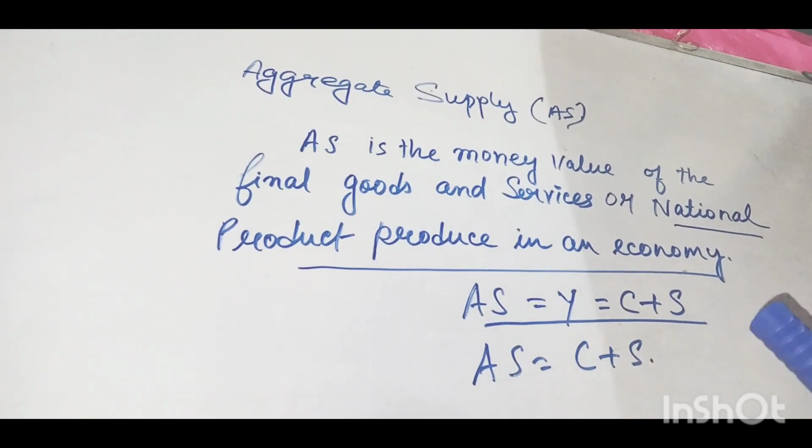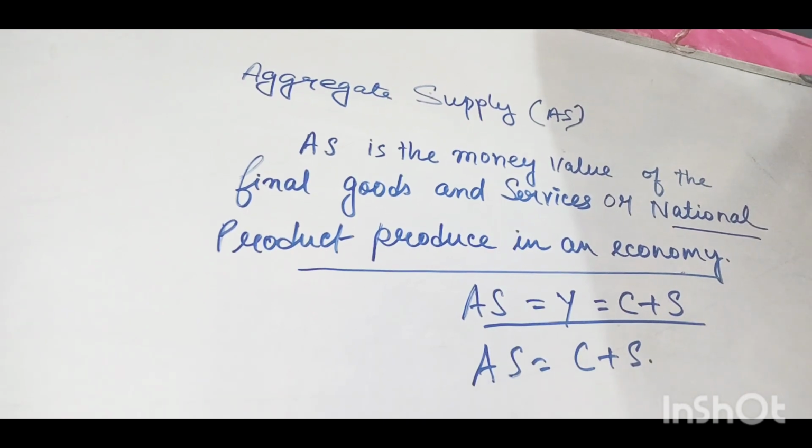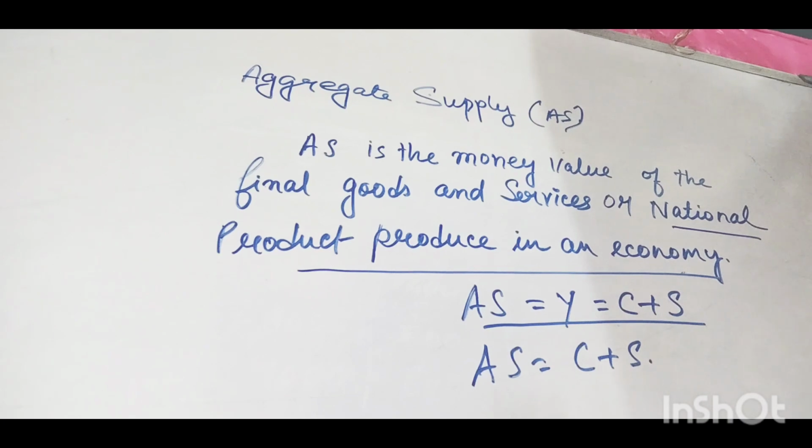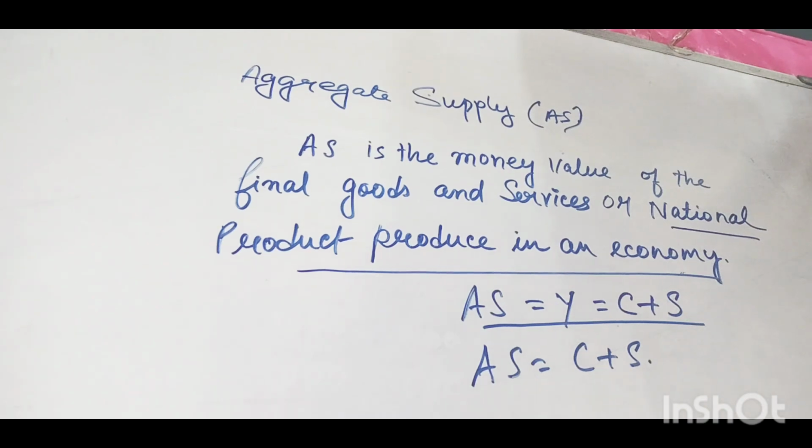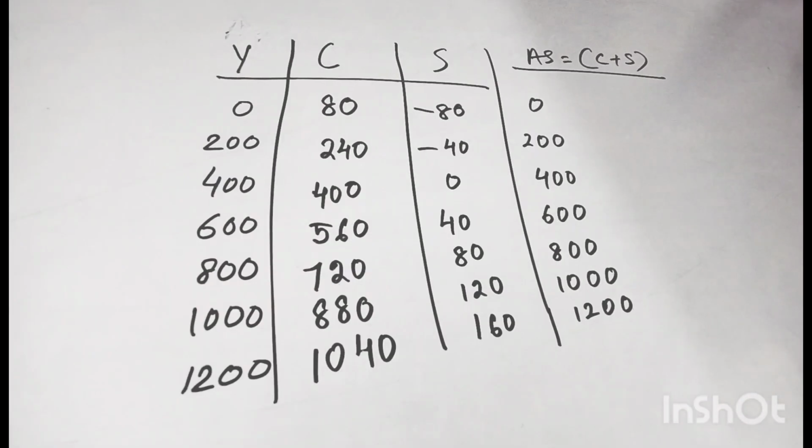Aggregate supply means the income, and income we can write as consumption plus saving, that is AS equal to C plus S, consumption plus savings. This is the aggregate supply. Now if we draw an aggregate supply schedule, what can we observe from there? So this is the aggregate supply schedule. Now what can we observe from this schedule?